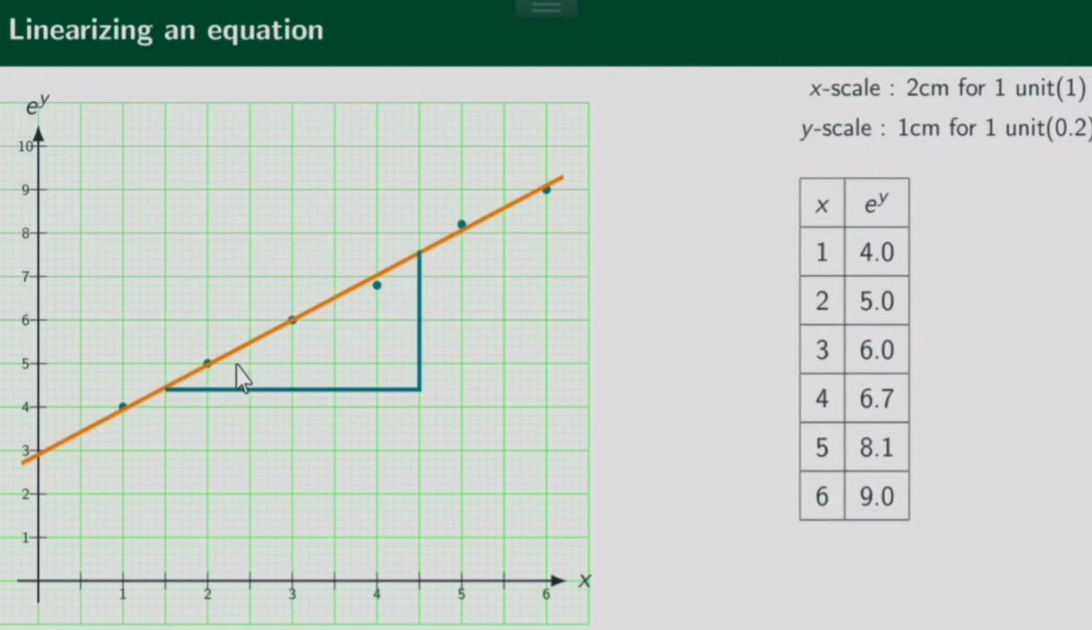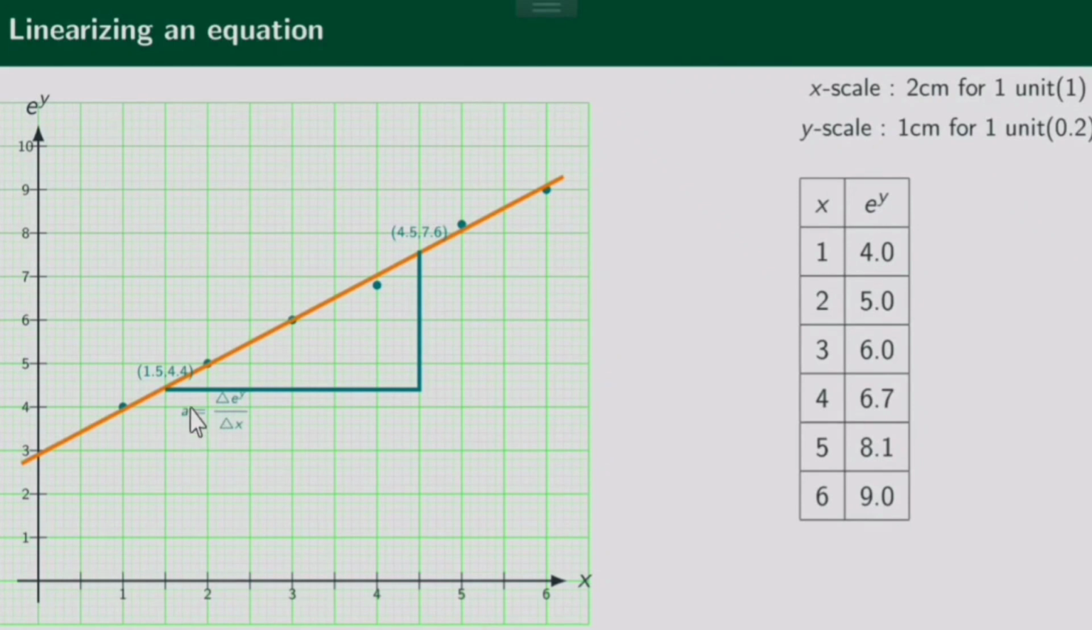So let me write out their values. This is the value here: I have x is 1.5 and y is 4.4. Then at this point x is 4.5, y is 7.6. So I have 2 points on the line, and I have to use these 2 points to find the gradient.